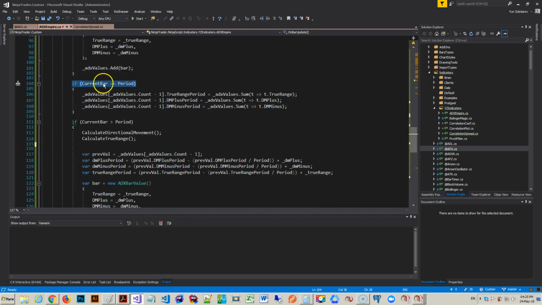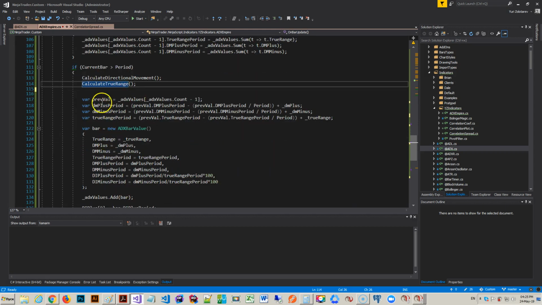That's when current bar equals period. If current bar is larger than the period, I calculate the directional movement and true range again. Then this is just a shortcut to the previous value in the ADX values list. Well, not really the previous value, but the last value in the list. Theoretically speaking, it's the previous bar's indicator value. Hope that made sense.